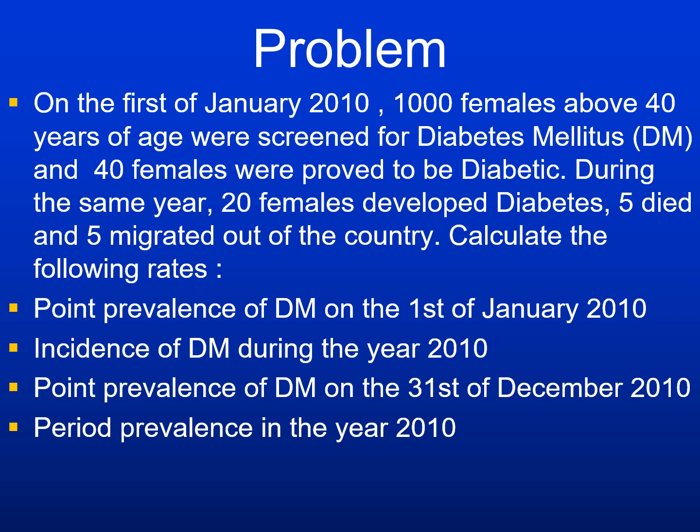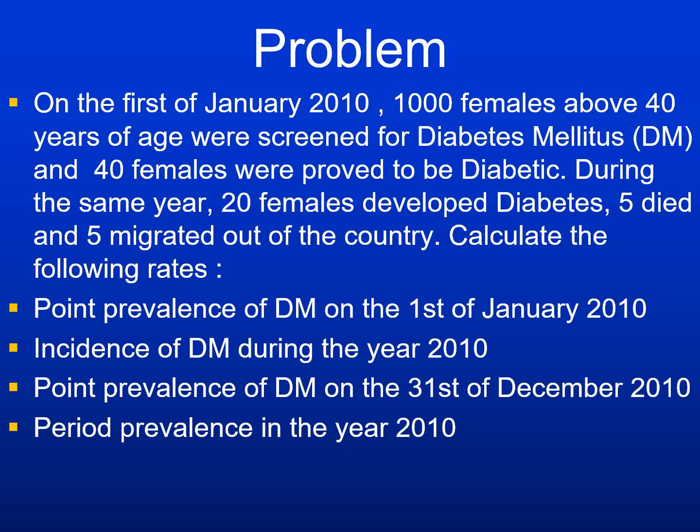Calculate the following rates. Point prevalence of diabetes mellitus on the 1st of January 2010. Incidence of diabetes during the year 2010. The point prevalence of diabetes mellitus on the 31st of December 2010, and period prevalence in the same year 2010.